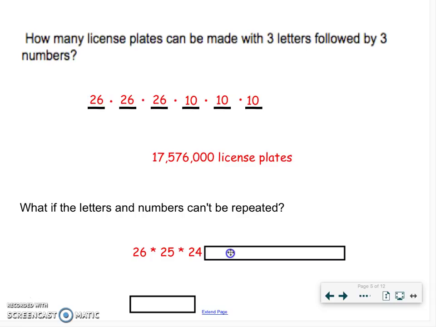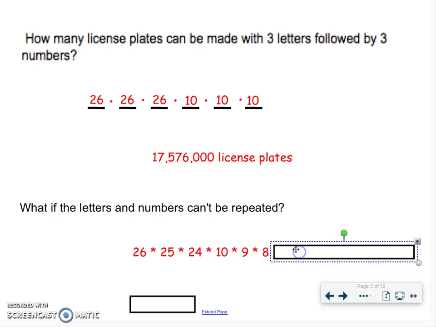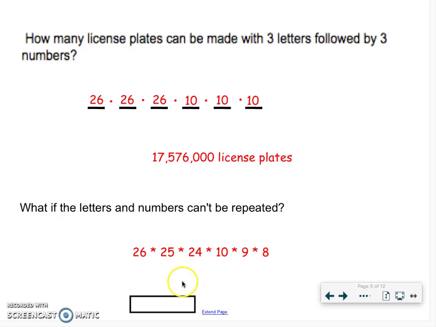But then we have to look at the numbers because the numbers can't be repeated either. So for the numbers, we have 10 options for the first spot, followed by 9 options because we can't repeat, followed by 8 options because we can't repeat that one either. And so when you punch this into your calculator, 26 times 25 times 24 times 10 times 9 times 8, you'll see that we now only have 11,232,000 different license plates. So by not repeating the letters or numbers, we end up losing a little over 6 million different license plate combinations.